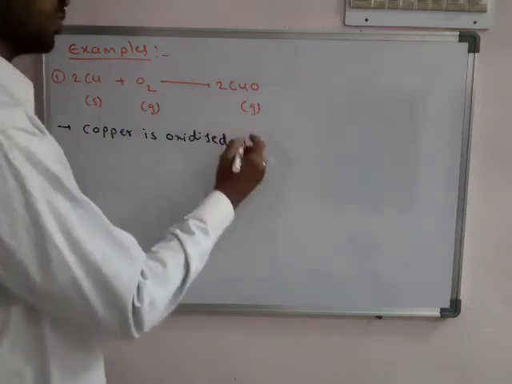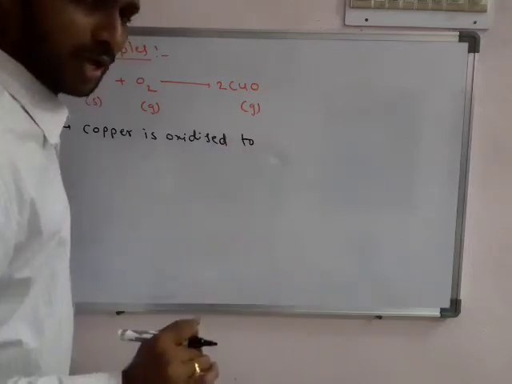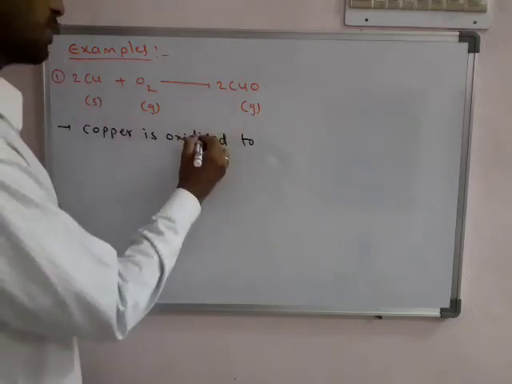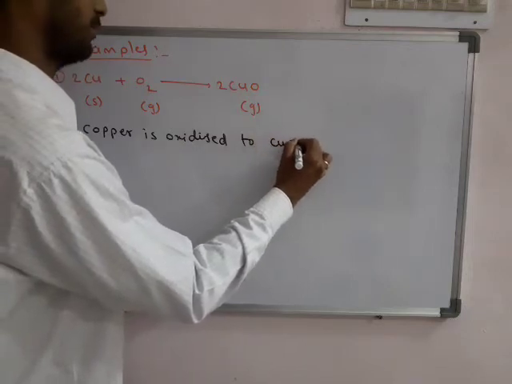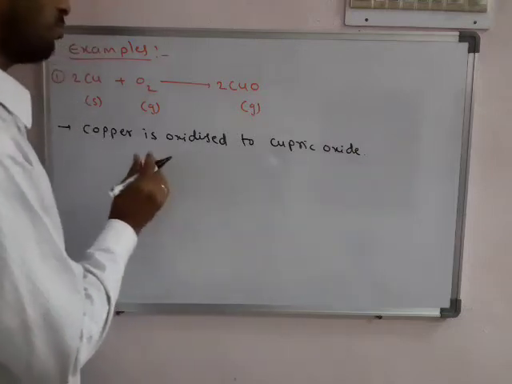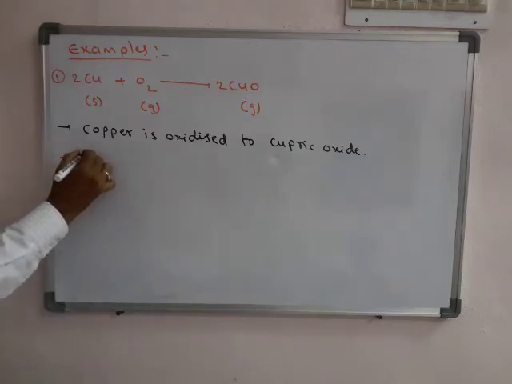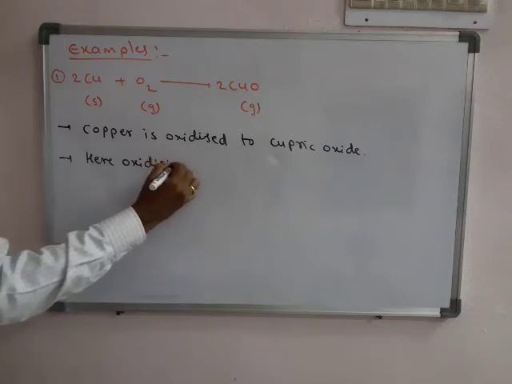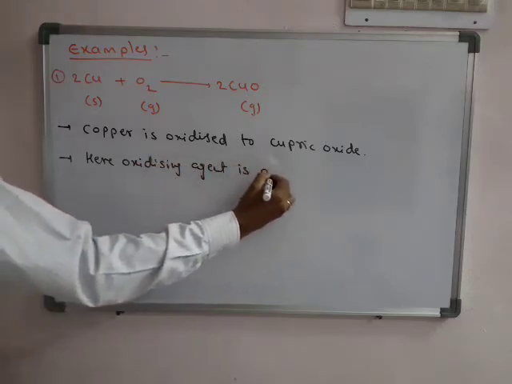So it is oxidized to which compound? In any given reaction, the model points to write are: this copper is oxidized. To which compound did this copper change? It changes to CuO. It's called cupric oxide. So which is responsible for it? This oxygen. So which is the oxidizing agent here? The oxidizing agent is O2.